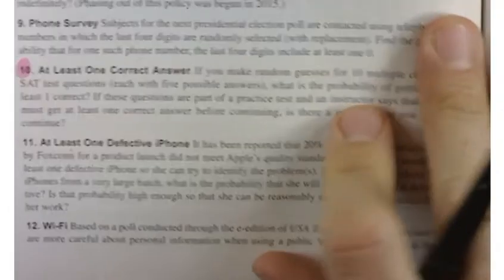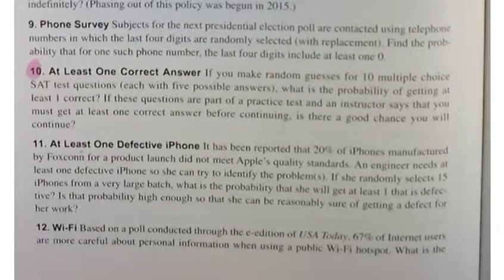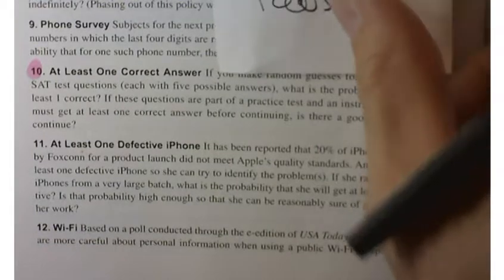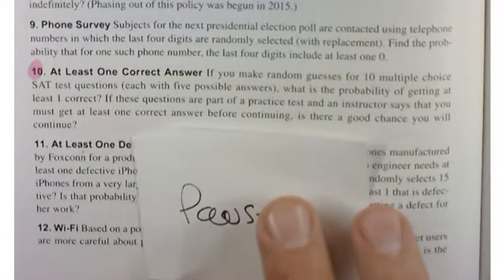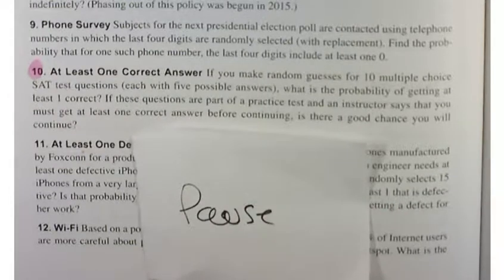There's the problem. Help each other out. This is a big enough class that I can't get around to everybody. So help each other out. And I'll try and walk around and help out as well.